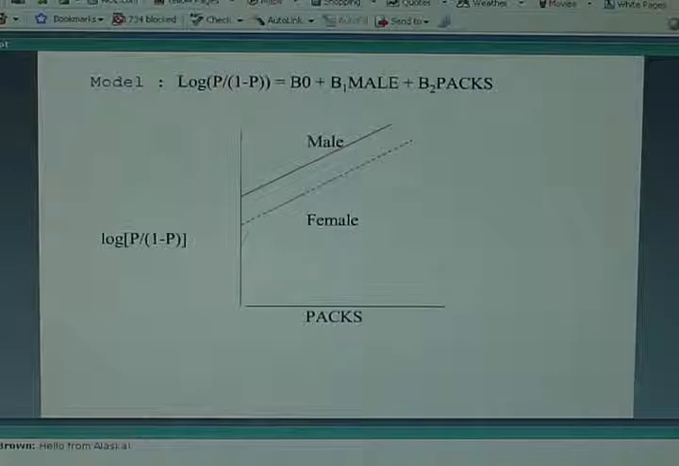Likewise, it assumes the effect of smoking is measured by this B2, and that doesn't depend on whether you're a male or a female. The model assumes that the two straight lines have the same slope, so the effect of smoking is the same regardless of whether you're a male or a female. So those are the two assumptions, additivity and linearity, that are being made in this model.